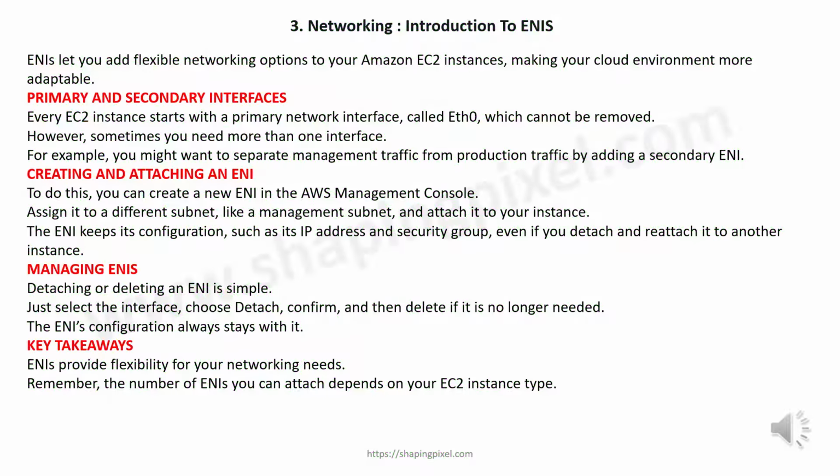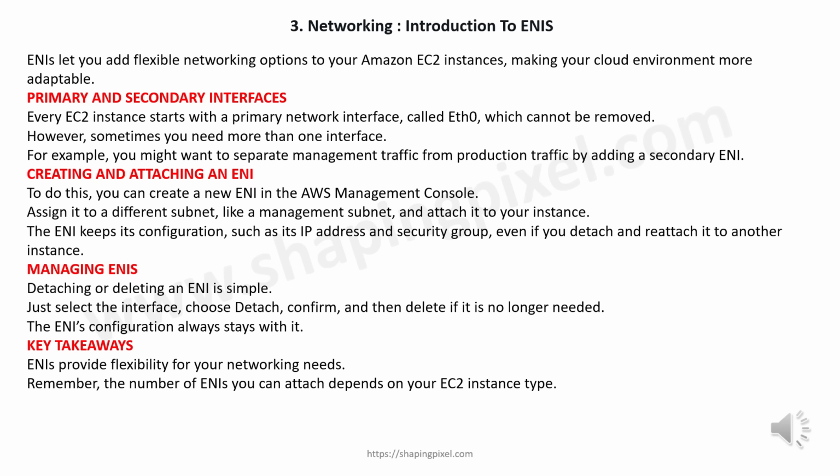Elastic Network Interfaces, or ENIs, are virtual network cards you can create and manage within your virtual private cloud, or VPC. ENIs let you add flexible networking options to your Amazon EC2 instances, making your cloud environment more adaptable. Every EC2 instance starts with a primary network interface called eth0, which cannot be removed. However, sometimes you need more than one interface. For example, you might want to separate management traffic from production traffic by adding a secondary ENI.